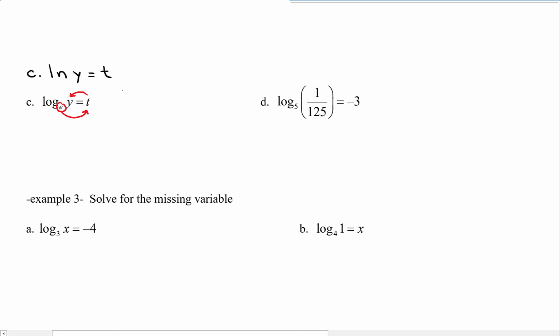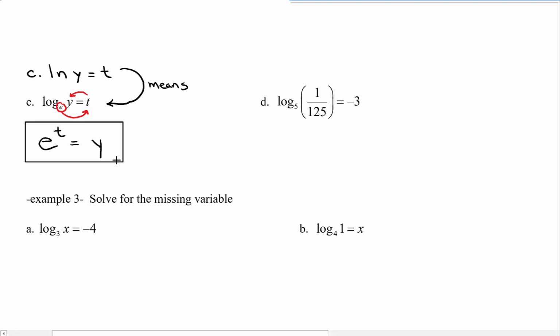Now this also could have been rewritten as the way I wrote it at the top, and I rewrote this here so you could see that another way this problem could have been written was the natural log, or ln, of y equals t. And they mean the same thing. So I've gone ahead and written my answer, e raised to the t power equals y, and I have boxed that in.